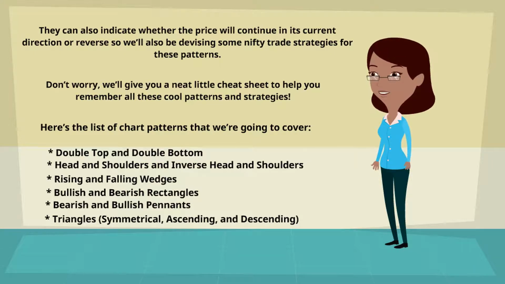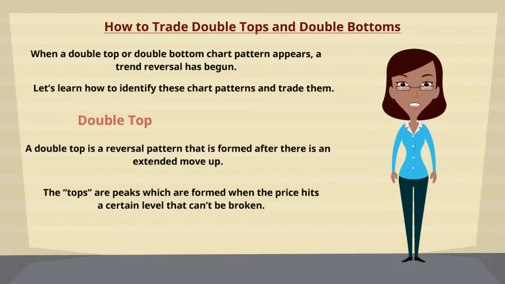Here's the list of chart patterns that we're going to cover. Double top and double bottom. Head and shoulders and inverse head and shoulders. Rising and falling wedges. Bullish and bearish rectangles. Bearish and bullish pennants. Triangles: symmetrical, ascending, and descending. So let's start another lesson.